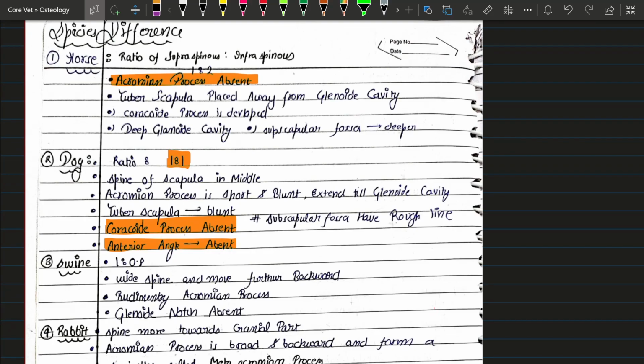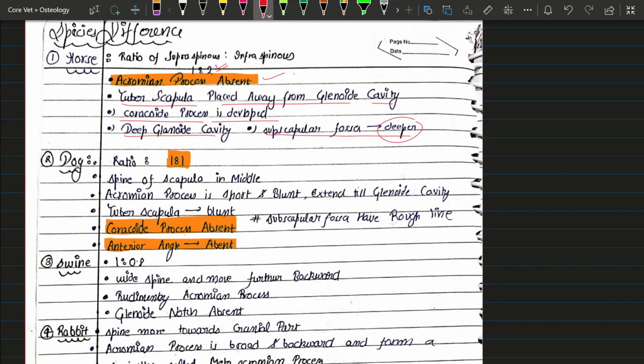The very first species is the horse. I had also mentioned earlier that the ratio is 1:2 in the case of the horse. The acromion process is absent in the horse. This is a point to note. The tuber scapula is placed slightly away from the glenoid cavity. The coracoid process is well developed in the horse. A deep glenoid cavity is present, and the subscapular fossa is also quite deep.